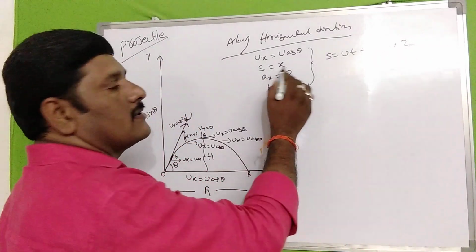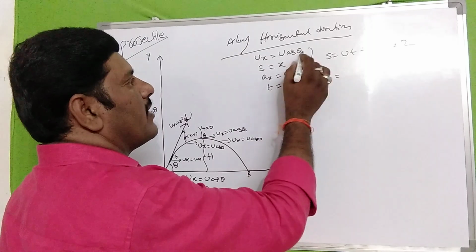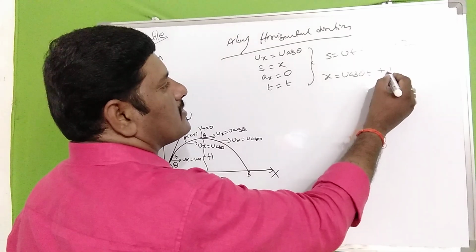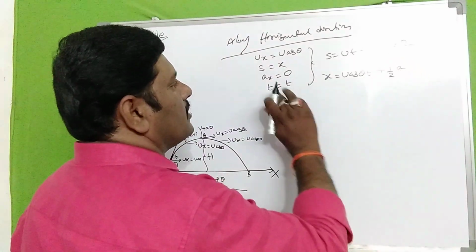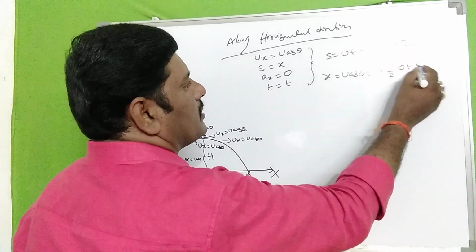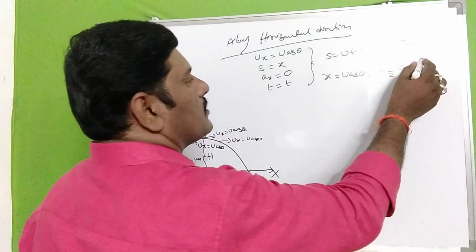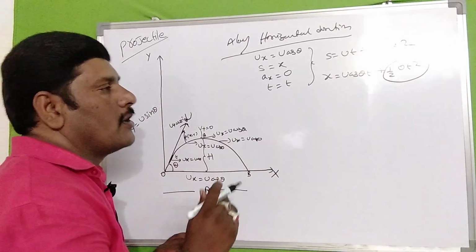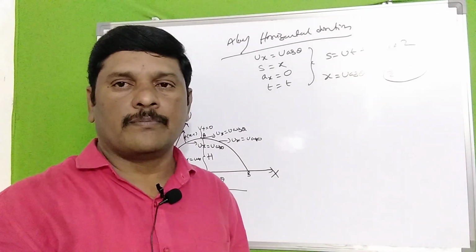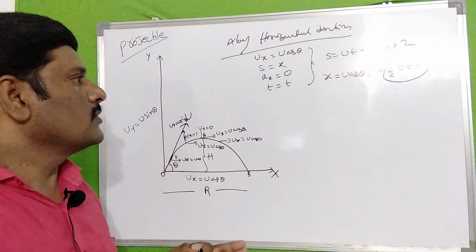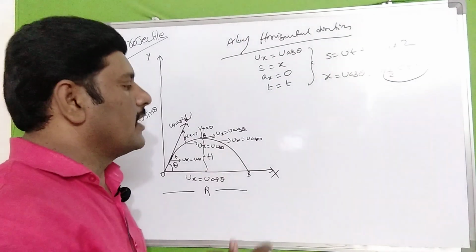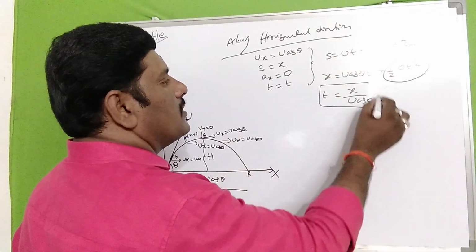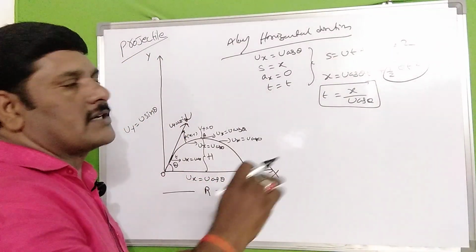So S is nothing but x, u is the initial velocity of the body along the horizontal direction, u cos theta, into t, plus half a into t square, where a is 0, so that term is 0. So we can write x equal to u cos theta t. Now, since we want the shape of the path, which does not depend on time, time is not needed. Time can be written as t equal to x by u cos theta. So this is the relation for the horizontal direction.